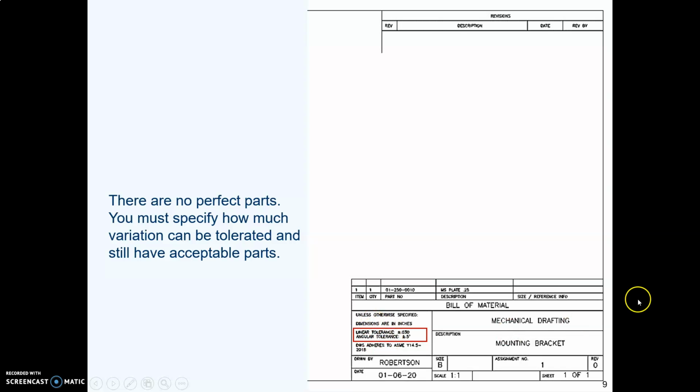We must include a tolerance on every dimension. In fact, when we look at our dimensioning rules, we'll see rule number 1 is every dimension shall have a tolerance. You can put a tolerance straight on the dimension itself, or you can have a note in the title block, as we have here, that says, unless otherwise specified, when you see a dimension, here is the tolerance that applies to it.